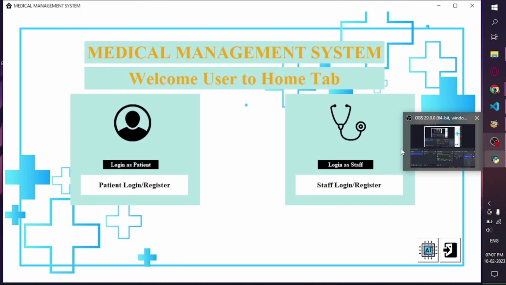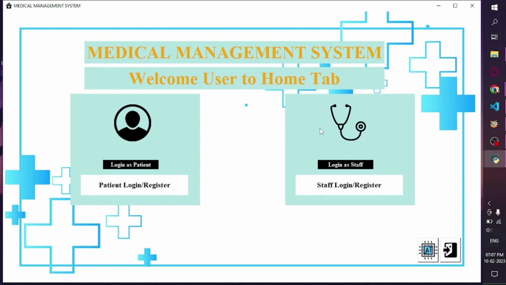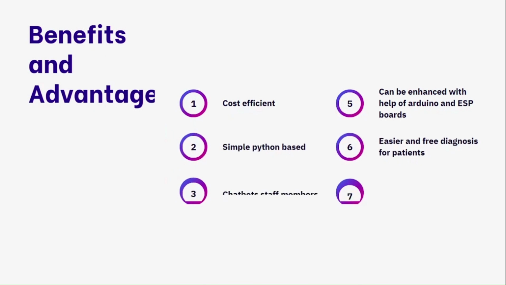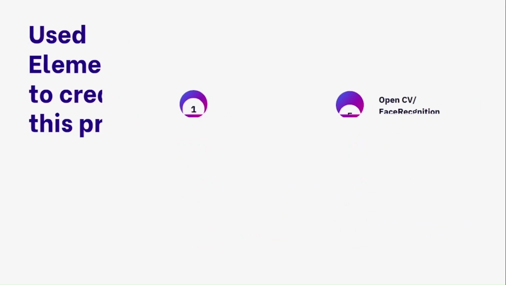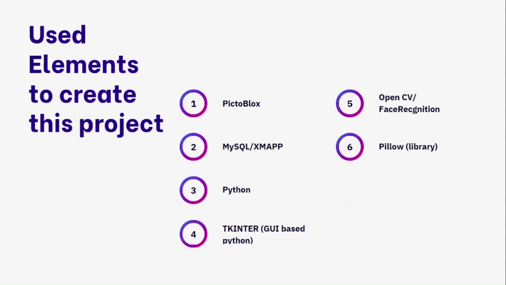So let us continue with the remaining part of this project, that is, the elements that were used to make the project and the benefits and advantages of this AI management system. First, it is cost efficient. Second, it's a simple Python based program. Third, it has chatbot staff members. Fourth, it can store a sufficient amount of data. Fifth, it can be enhanced with the help of Arduino and ESP boards. Sixth, it is an easier and free diagnosis system for patients. Seventh, it can help the patients easily. Eighth, it's an organized management system. The primary elements used to create this project are PictoBlox, MySQL, and Python libraries like Tkinter, OpenCV or FaceRecognition, and Pillow.